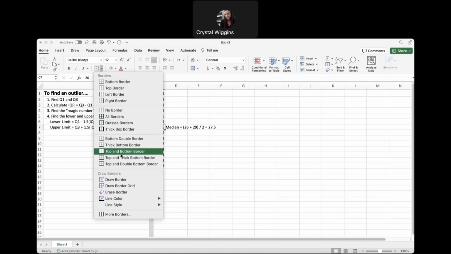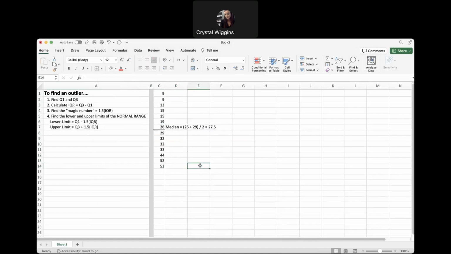So let me divide that up so we can see that clearly. This is the lower half, lower meaning smaller numbers on the number line. And here is our other half of the data set, which would be the larger numbers in the data set. We now need to find the median for each of these halves. That's how we find Q1 and Q3.